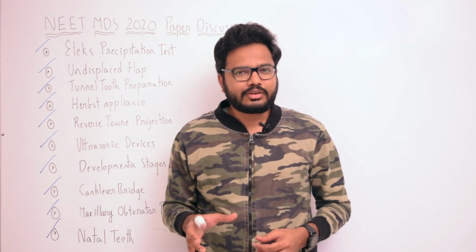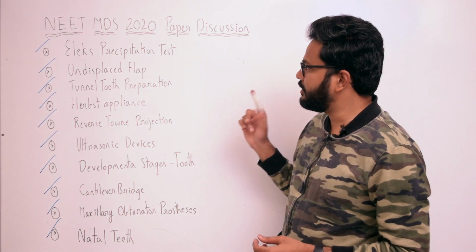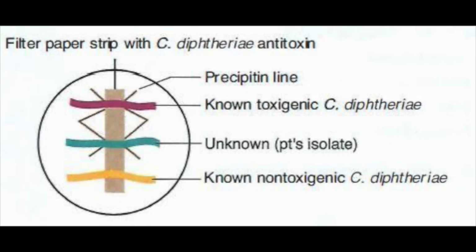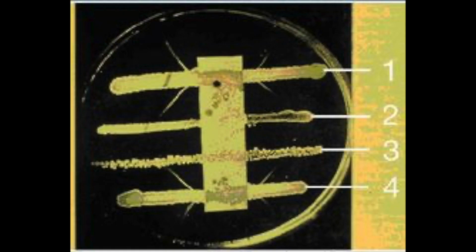In this video, let's focus on the following topics, starting with the Elek precipitation test. As you can see, the Elek precipitation test in gel is a special test used for demonstrating the toxigenicity of Corynebacterium diphtheriae. There is a test strip of filter paper containing diphtheria antitoxin, which is placed in the center of the agar plate. Strains to be tested, that is, the patient's isolate, as well as known positive and negative toxigenic strains, are also streaked on the agar surface in a line across the plate and at a right angle to the antitoxin paper strip, as evident in the image.